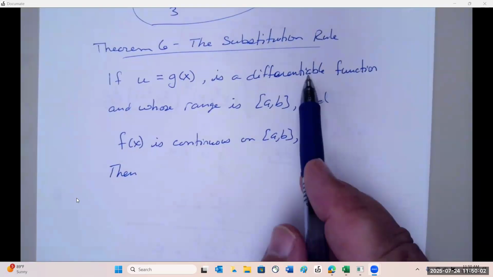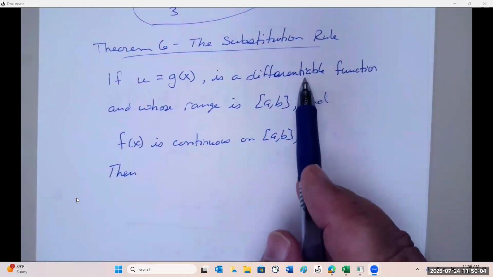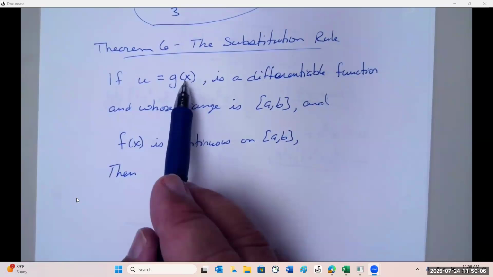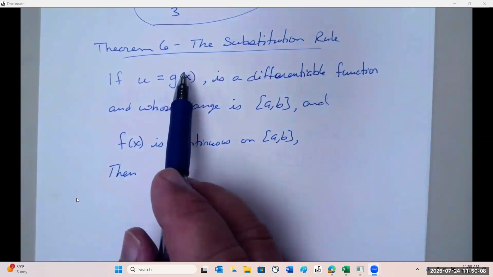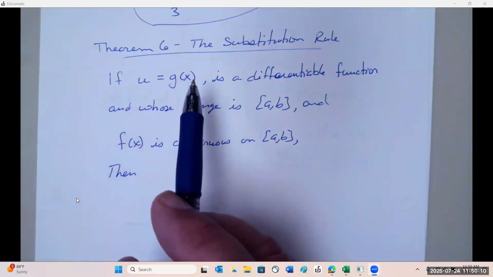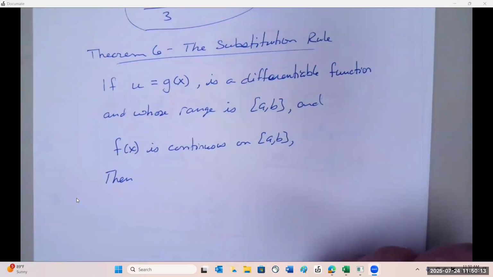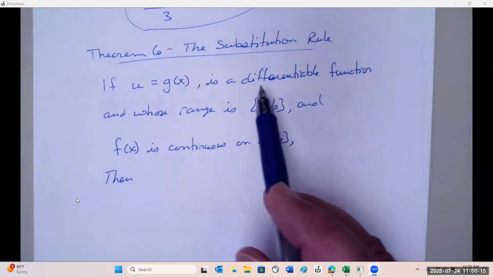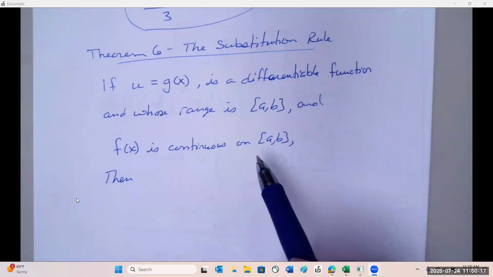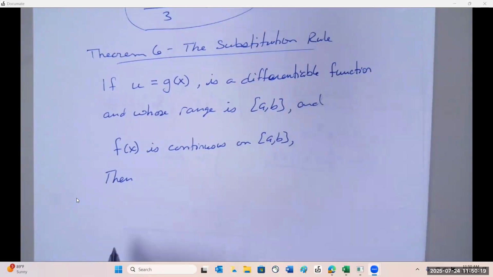what does differentiable mean? Whatever our g of x is, we can use that as long as we can take a derivative of it. If it's not differentiable, which means it's not continuous, then we can't use it. We have to use something else on that interval.